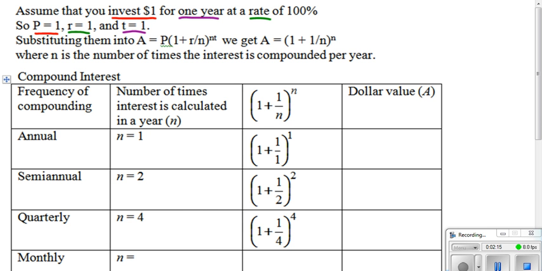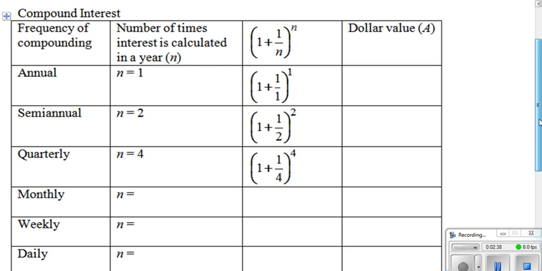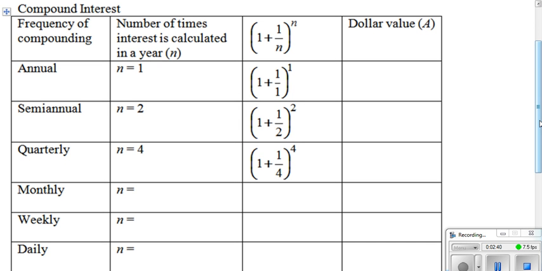Substituting them into our equation, it essentially comes out to A equals 1 plus 1 over n, to the n power, because we said R was 1 and T was 1. And our principal actually was even 1. So it's just a lot of 1 times a lot. So this then becomes our table. This is how it looks.